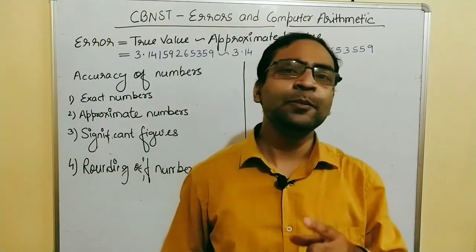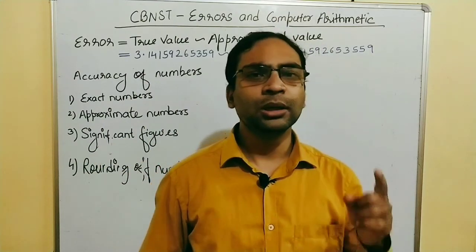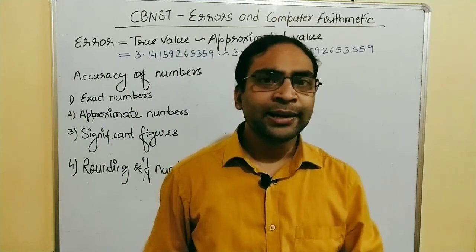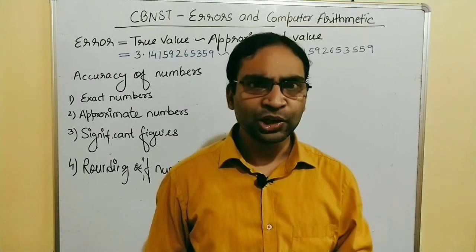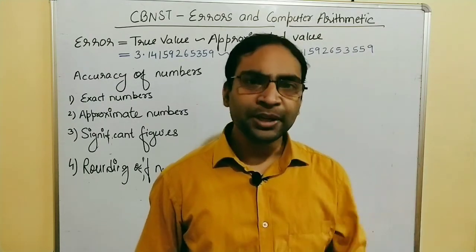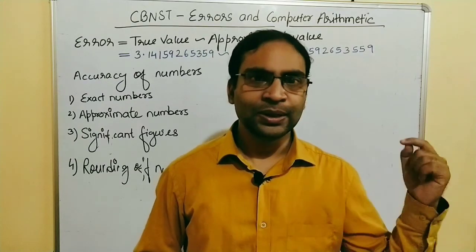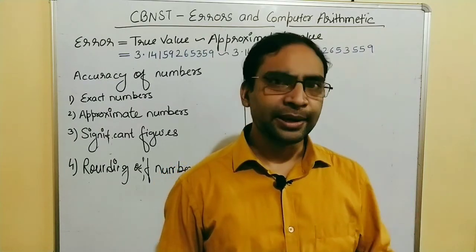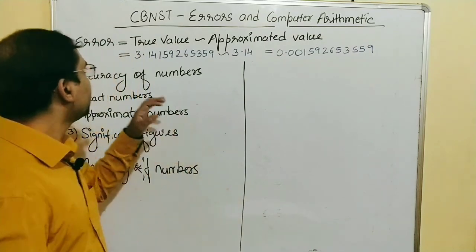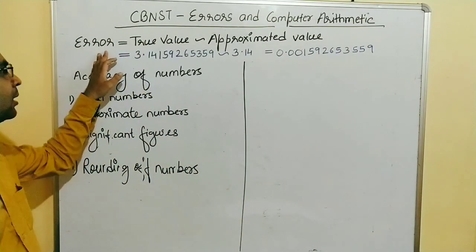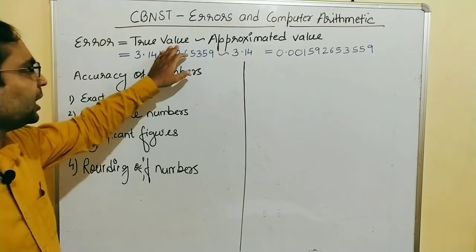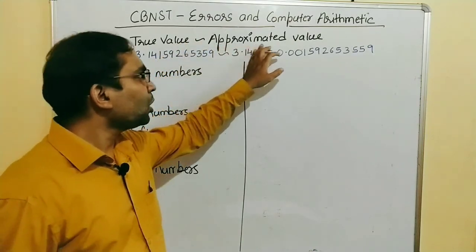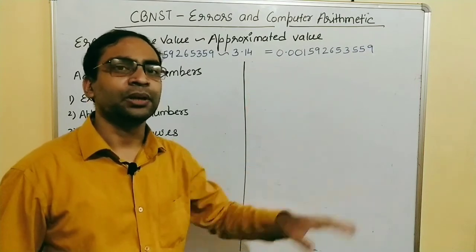Error is a very important term in numerical mathematics. Why? Because we try to find the error in our computations and we try to minimize that error. So let's understand what error is. This is the formula of the error: error is the true value of any computation minus the approximated value of the same computation.